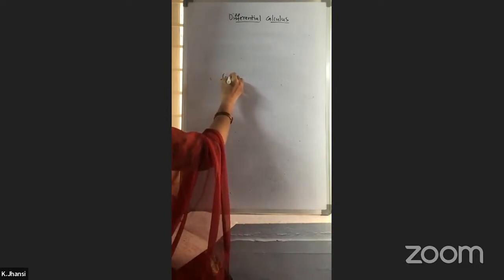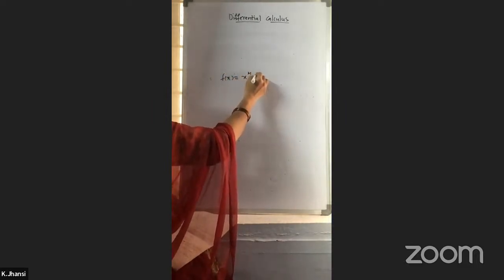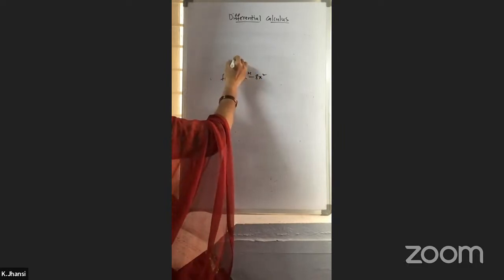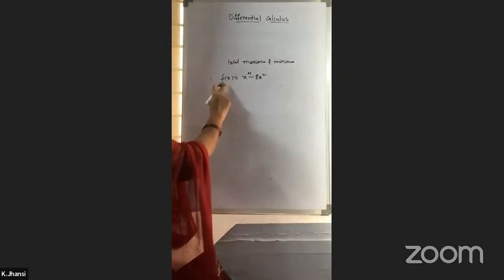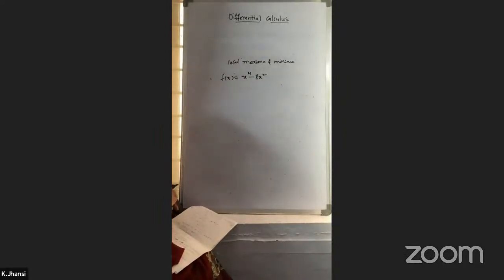Write the question from your textbook. Find all the points of local maxima and minima for the function f of x equals x to the power of 4 minus 8x square. Local maxima and minima, okay? Yes, sir. So the function is f of x equals x to the power of 4 minus 8x square.